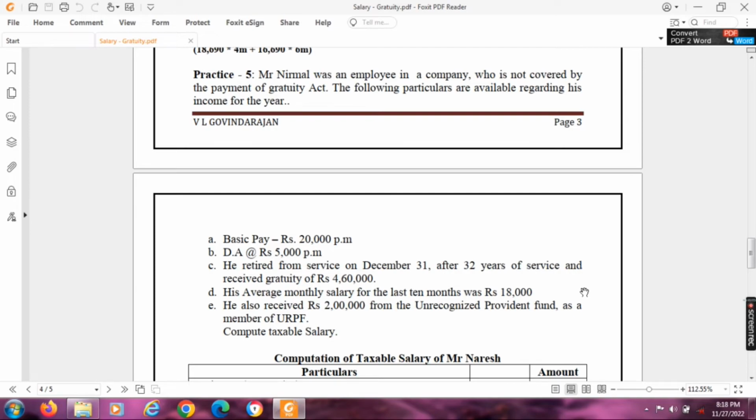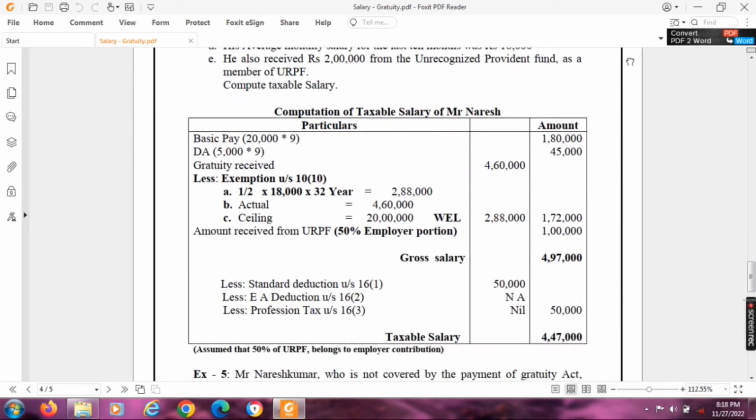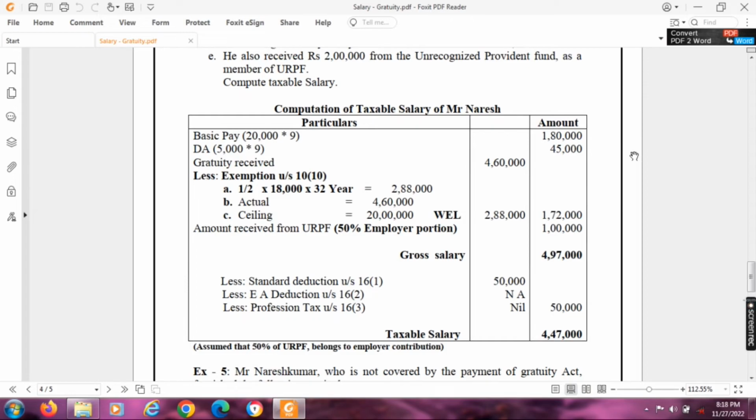of the year of Mr. Nirmal. Basic pay 20,000 into 9 months. Why 9 months? Because he retired on 31st December. So April to December he got the salary. So basic pay 20,000 into 9 months. Next one, DA 5,000 per month into 9 months.